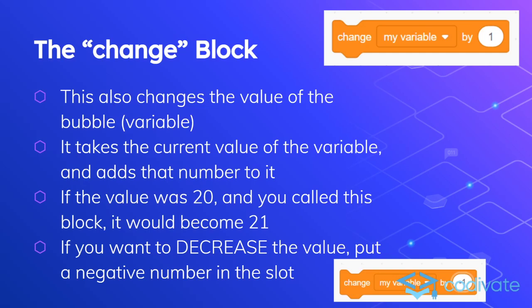So let's say the value is 20 right now. If you run, change my variable by 1, it becomes 21. So it adds 1. And if you want to decrease the variable, you just change it by a negative number. So if it was 20, and you ran this bottom block, which said change my variable by -1, it would just become 19.